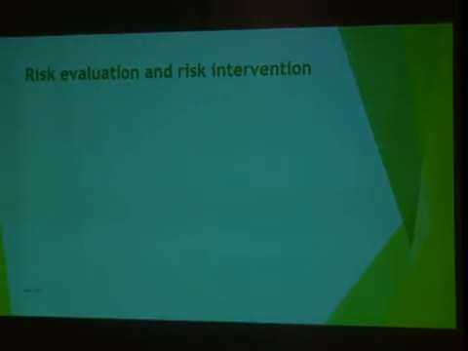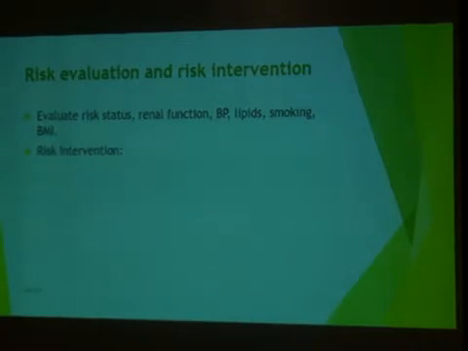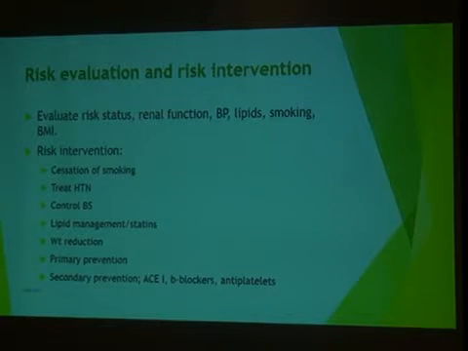Okay, so we have evaluated the risk, we have stratified the risk of this patient. First we did the history, physical examination, we requested our labs, and we stratified him according to whatever risk stratification form you have. Now, we need risk intervention. We need to evaluate the other things. So we talked about the body mass index, obesity, smoking, the lipids, the blood pressure, renal function. We need to work on those as well. If we don't control them, there is no benefit.